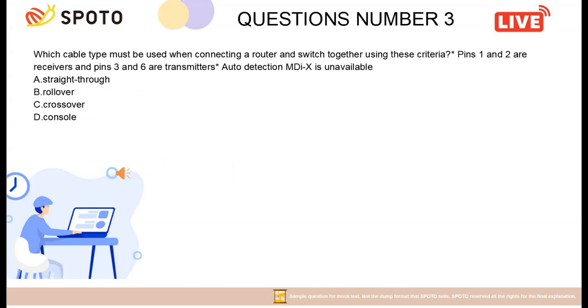Question 3. Which cable type must be used when connecting a router and switch together using these criteria? Pins 1 and 2 are receivers and pins 3 and 6 are transmitters. Auto detection MDIX is unavailable. A. Straight through. B. Rollover. C. Crossover. D. Console. You have 15 seconds to answer.